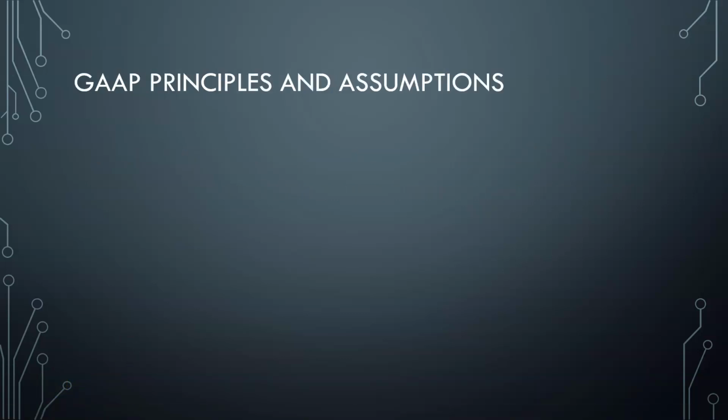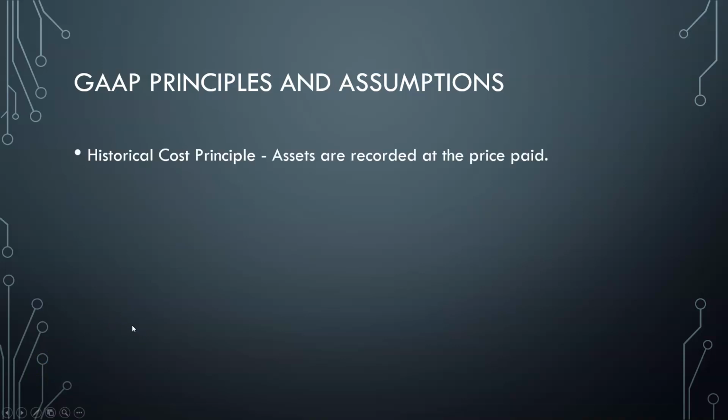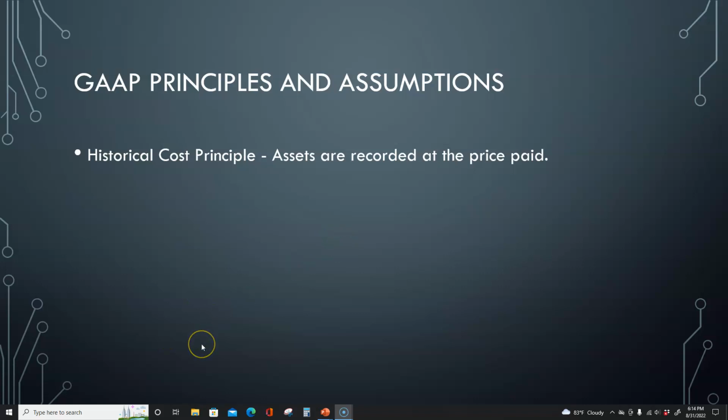Next, we're going to look at some GAAP principles and assumptions. Remember, GAAP stood for Generally Accepted Accounting Principles, which is a set of rules we use to prepare financial statements. The first GAAP principle that we're going to talk about is called the historical cost principle. The historical cost principle says that assets are recorded at the price paid. Sometimes the historical cost principle is also called the cost principle. They just don't use the word historical.